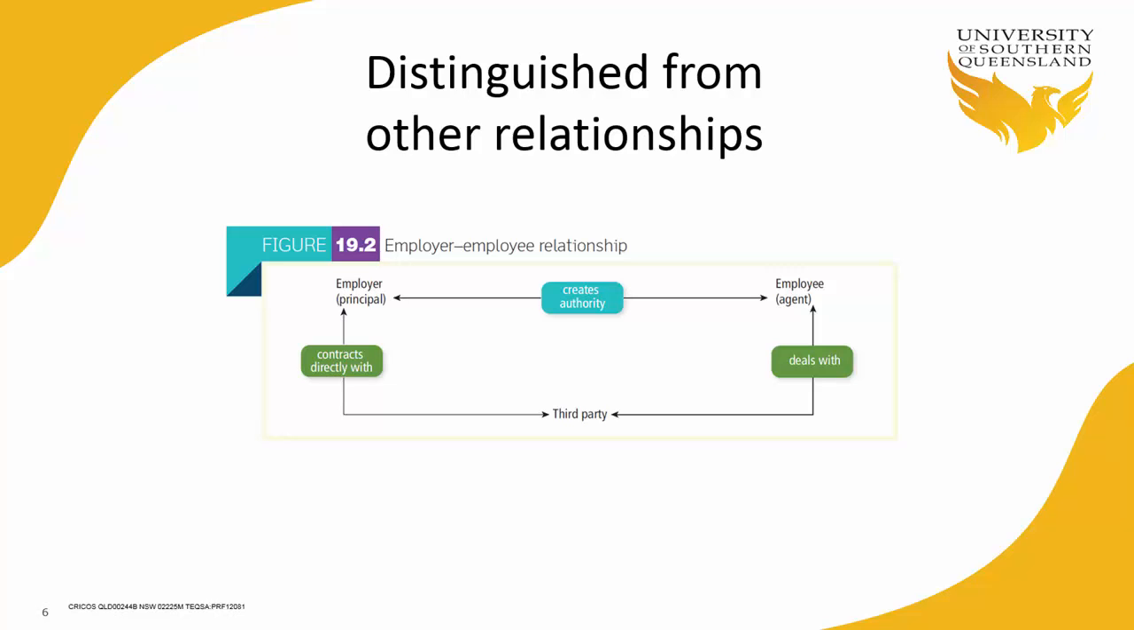However, if the employer expressly or impliedly, so through conduct, directs the employee to affect the employer's legal relations with third parties, so your employer tells you that you will affect these relationships with third parties, so you are interacting with third parties, then an agency situation will arise.